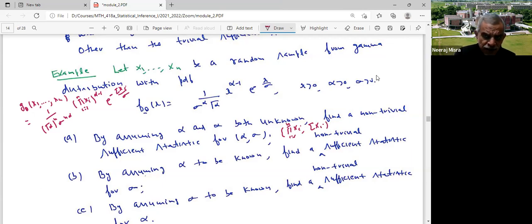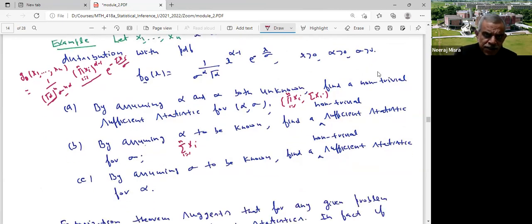Now suppose alpha was known and sigma is unknown. If alpha was known, then I can consume this quantity into hx. This does not have any unknown parameter, so this can go into hx. So the remaining part which will have a parameter and statistic is this part and this part. So in this case, it will be psi of sigma and summation xi. So in this case, the sufficient statistic would be this quantity, summation xi.